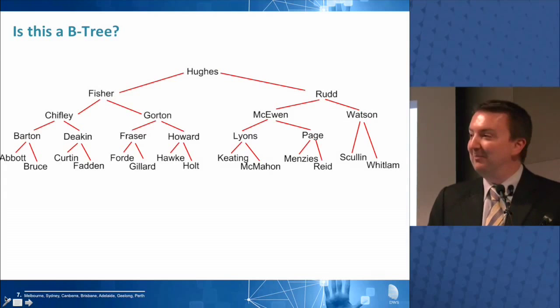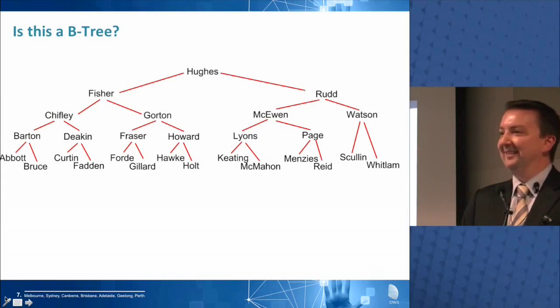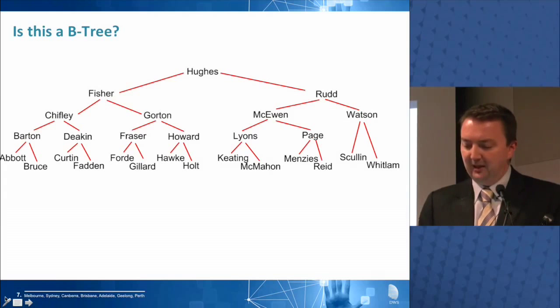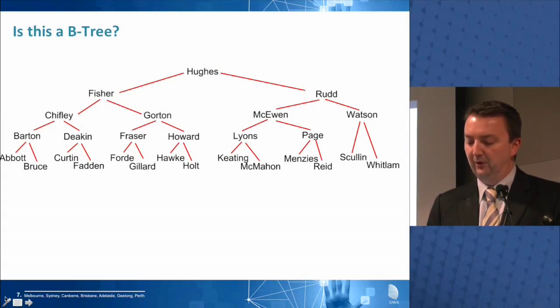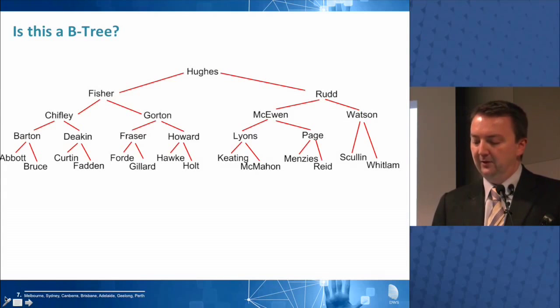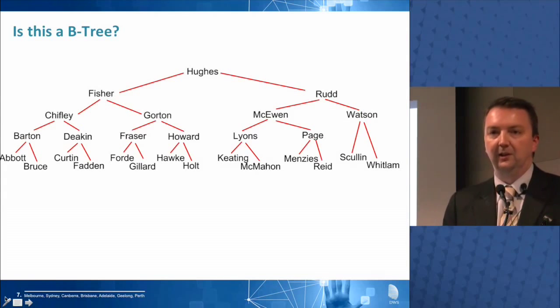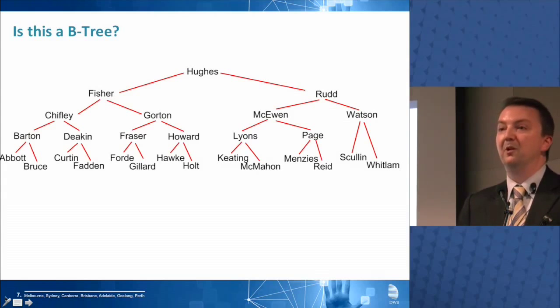Ooh, someone said the word balanced. Who said that? Okay. Is it balanced? Let's have a look at the far right-hand side. We've got Watson with Scullin and Whitlam as subordinates over on the right-hand side. It's missing a level over there. Whitlam's at level 4, whereas if we go a little bit to the left, Menzies and Reed and all of the other leaves there are at level 5, so it's not balanced.